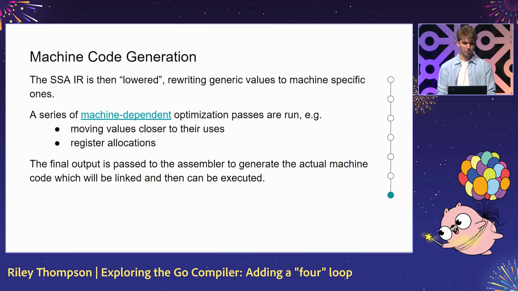The final stage of the compiler is machine code generation, where the SSA is lowered, rewriting generic values to machine-specific ones. A series of machine-dependent optimization passes are run that do things like moving values closer to their uses and register allocation. The final output is then passed to the assembler to generate the actual machine code, which will then be linked and then can be executed.